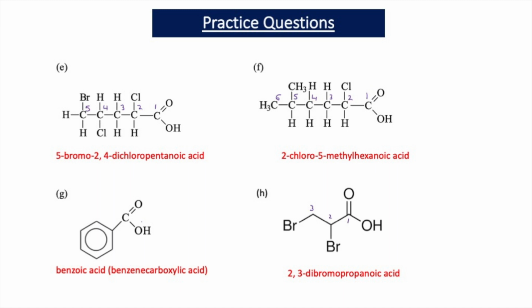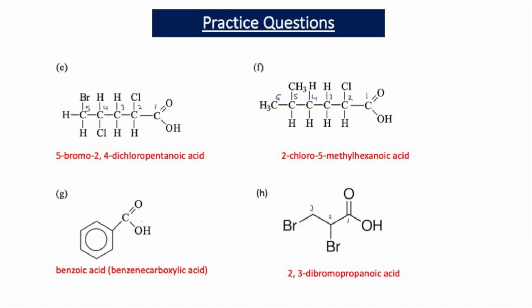Now if we look at compound F, we have 6 carbons in the longest chain, so the carboxylic acid is going to be hexanoic acid. If we number the carbons so that the C double bond O is carbon 1, we have a chlorine on carbon 2, and we have a CH3 group, a methyl group, on carbon 5. We put the substituents in alphabetical order, so it would be 2-chloro-5-methyl hexanoic acid.